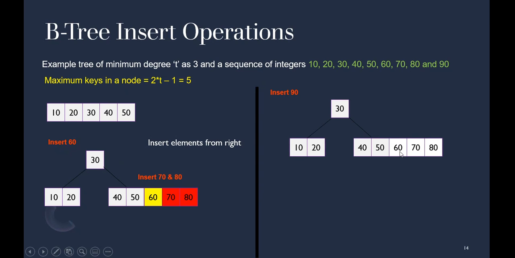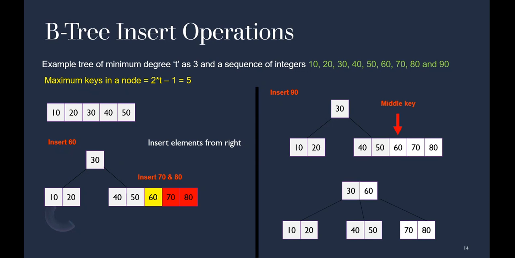In this array, we have to find the middle key, which is 60. We have to bring it upwards like this, and only then can we insert the 90 on the right.